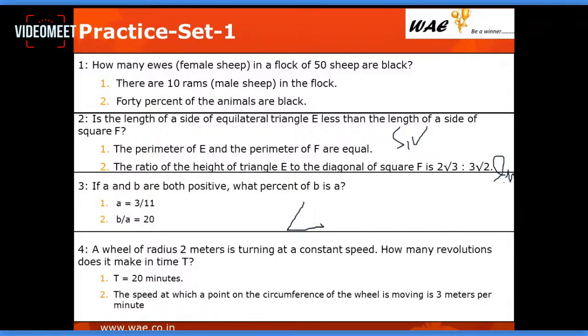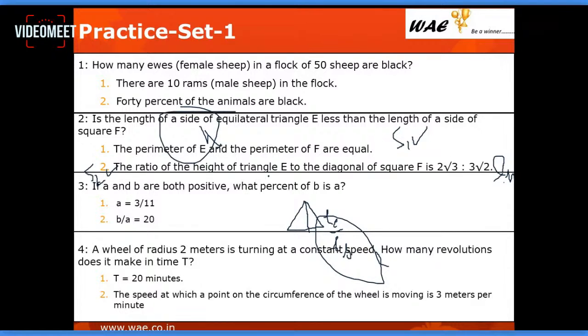All the sides are known. The height of the triangle will always be in terms of LE, and the diagonal of the square will also be in terms of LS. So if the ratio of both of them is given, it will be in terms of LE and LS. So S2 alone will also give you that. That means S2 alone also suffices. S1 also suffices, S2 also suffices. That means D for Delhi is the answer.